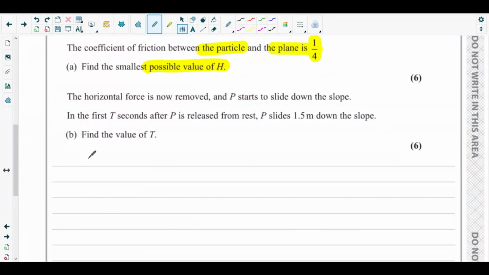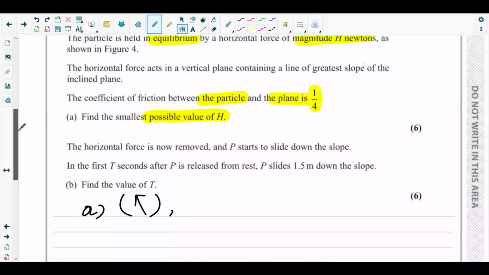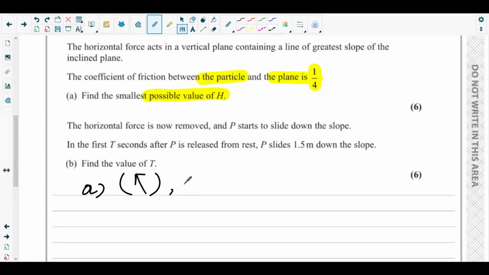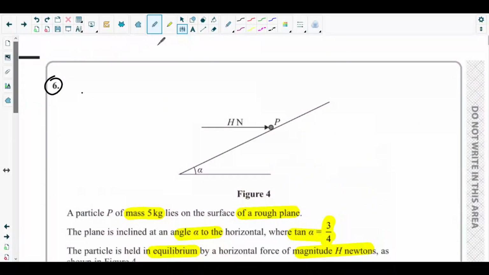Okay, so for part A, we will resolve the forces perpendicular to the inclined plane. So what are the forces acting? R, right? The normal contact force, it acts perpendicular to the plane. Okay, so look, R acts perpendicular to the plane.